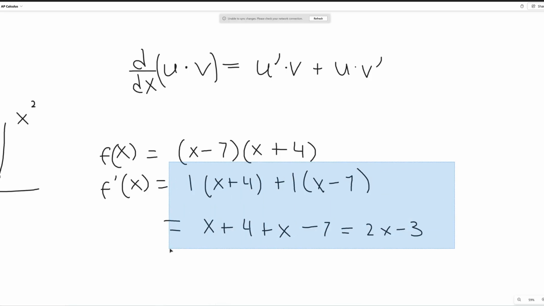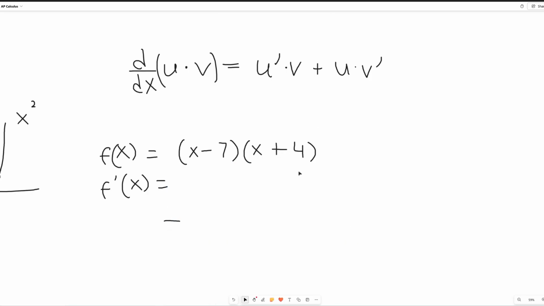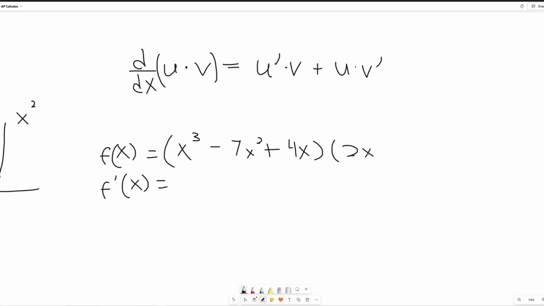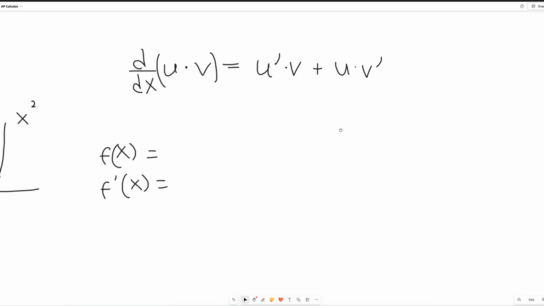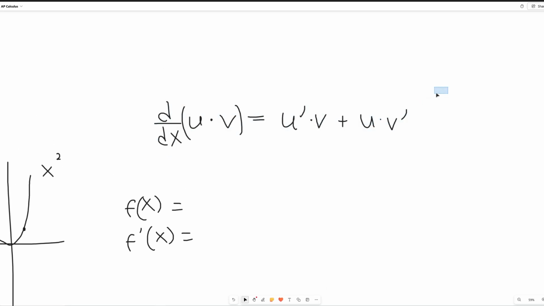And again, this works for any function. Any function. You can have some crazy x cubed minus 7x squared plus 4x times 2x minus 1, or it will work for even special functions, which we'll talk about later in the video. But this rule right here is very important to know.